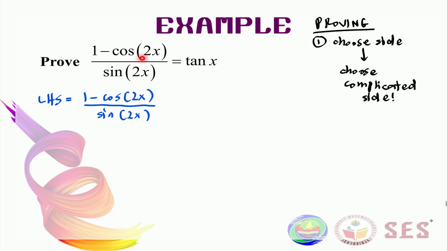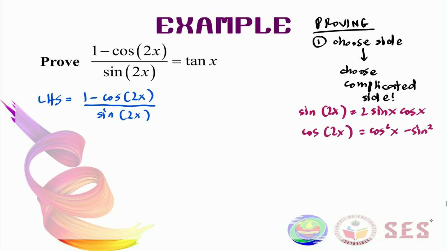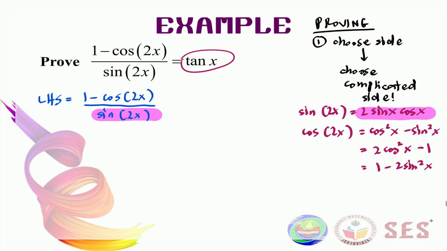To change this double angle to a single angle here, we need to use the double angle formula. We know that from the double angle formula, sine 2x is equal to 2 sine x cos x. And for cos 2x, we have three formulas. The first one is cos squared x minus sine squared x, another one is 2 cos squared x minus 1, and the last one is 1 minus 2 sine squared x. So I can replace this sine 2x with this formula to make it single angle, just like in our goal here. And I can change this cos 2x to any of these formulas.